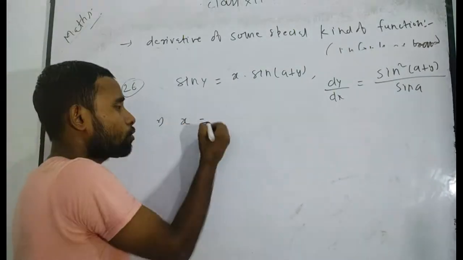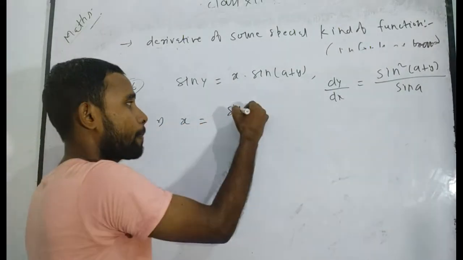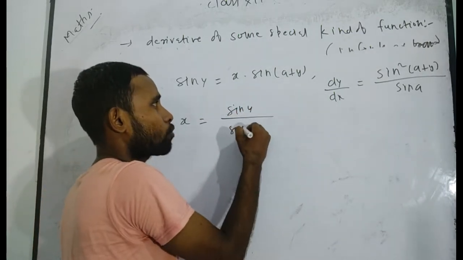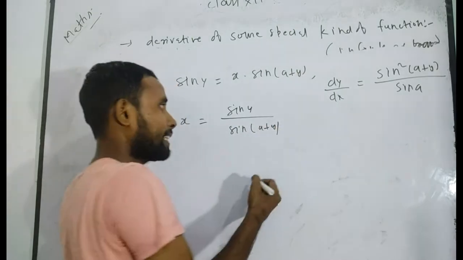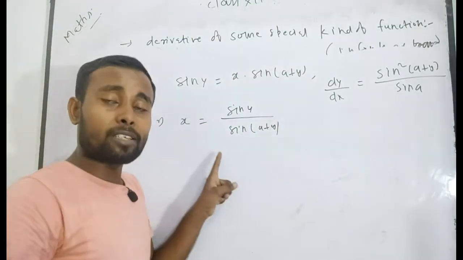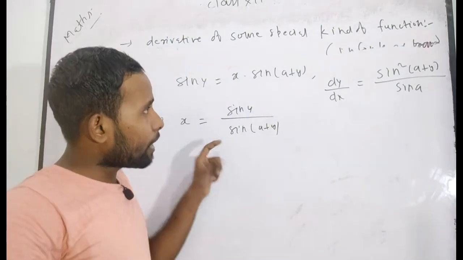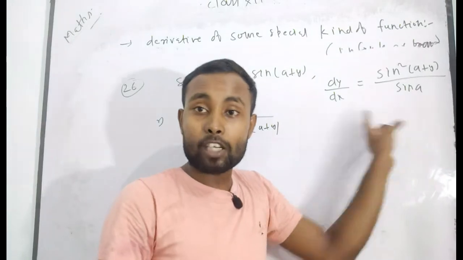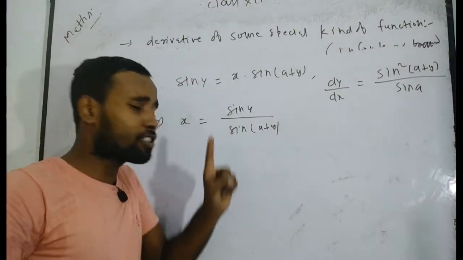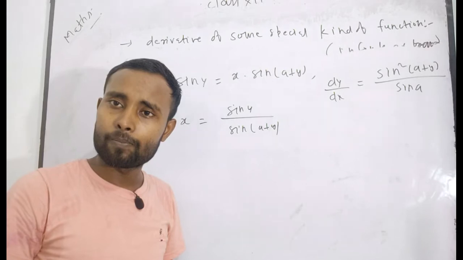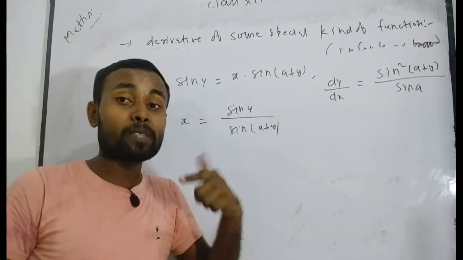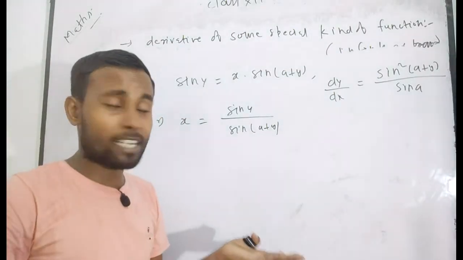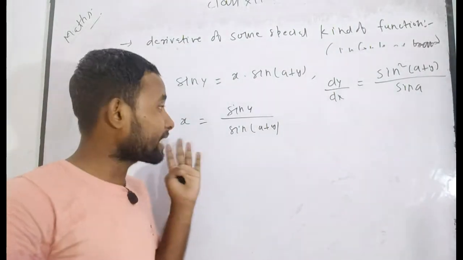If you try to express x, if you find the value of x in terms of y, it will be sin y upon sin(a plus y). I think x is equal to this term, and after manipulation you will definitely get the answer. That's why I am telling you, do not differentiate on both sides with respect to x. Try to differentiate on both sides with respect to y. Now you will tell me, sir, here I have to find dy/dx, but why do you differentiate with respect to y? In that case I will get dx/dy.